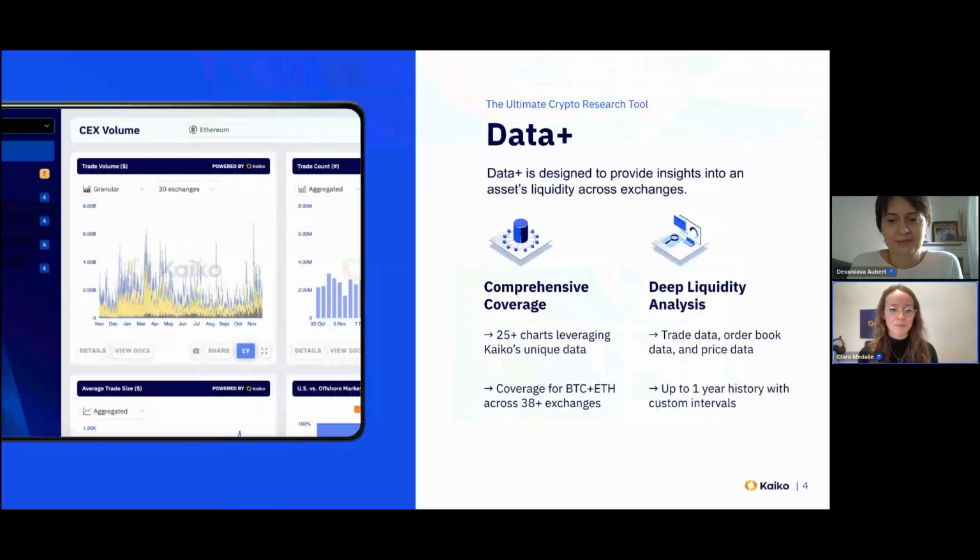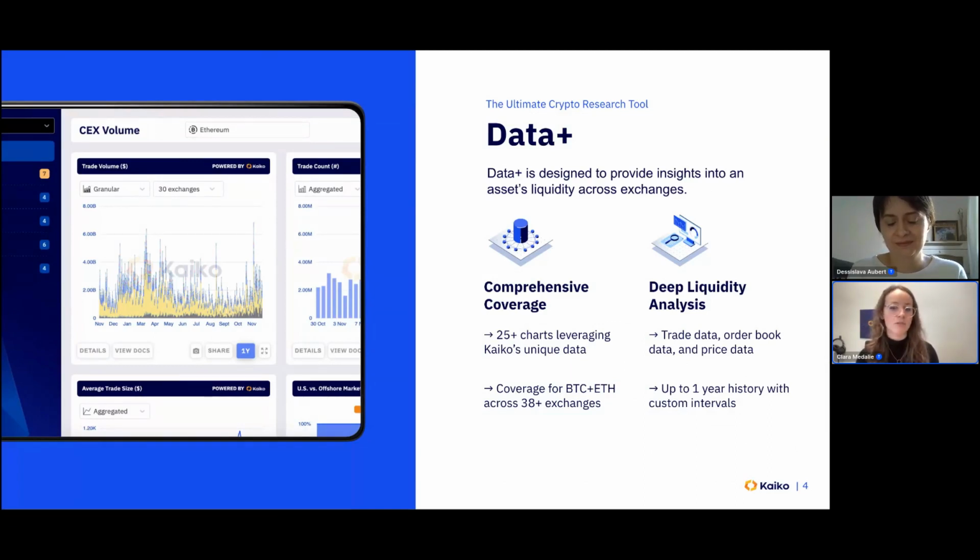So first, what is Data Plus? Before we dive into the underlying data, Kaiko has always been a data provider, but this is our first time building a platform that lets you actually visualize the data. So for the first time, you don't need a license. You can actually just go to this website, dataplus.kaiko.com. It's free, and you can browse more than 25 charts leveraging Kaiko's unique liquidity data.